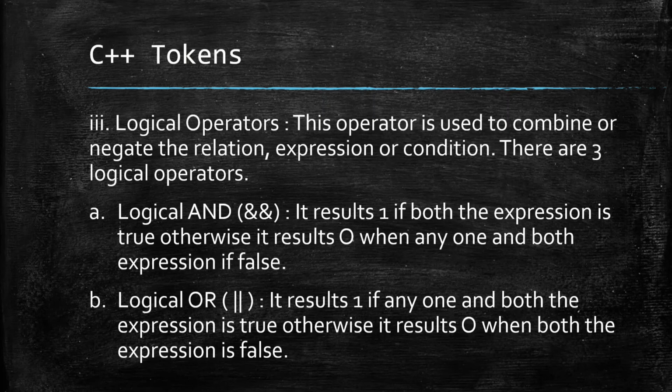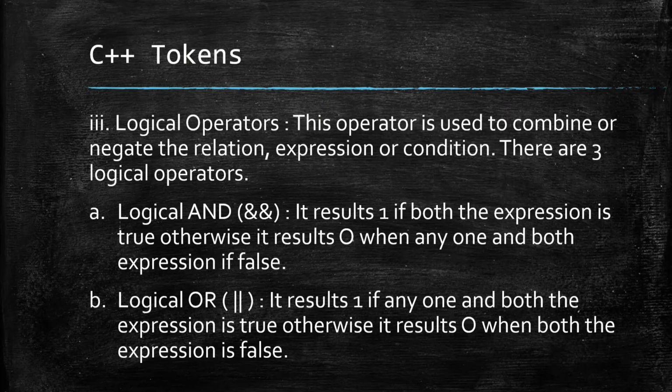So in logical AND, only if both the expressions are true does it present the output as true. But in logical OR, if any one expression is true, the output is true. If both the expressions are true, the output is true. But if both the expressions are false, then the result would be 0. That's nothing but your false.